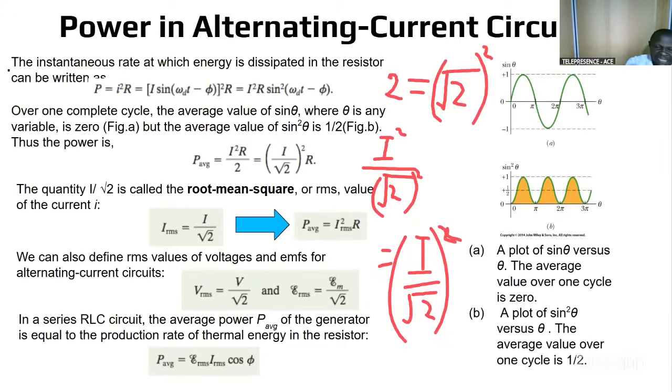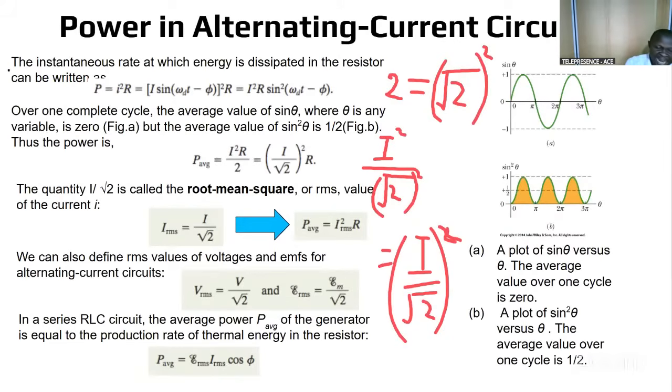Now, what we have inside the bracket, I over root 2, is called I RMS, root mean square. So the current root mean square is I over root 2. If we now replace I over root 2 with I RMS, we can rewrite the average power as I RMS squared times R. Also, we can define the voltage RMS.